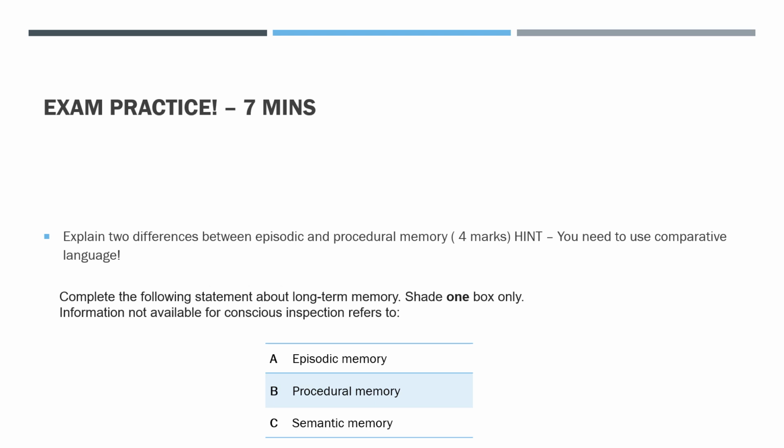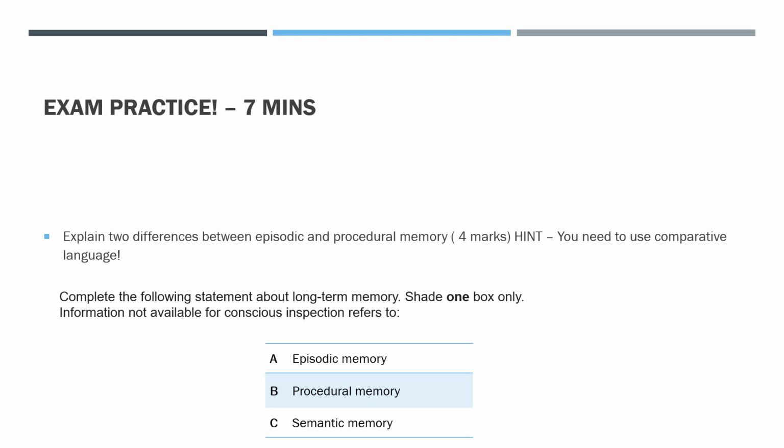So two differences, you could have gone straight in for the definitions, such as one difference is episodic memory is memory about events, whereas, now the whereas is important, procedural memory is memory about how to do things. And then your second one, another difference is episodic memory is explicit and is consciously recalled, whereas, or however, procedural memory is implicit, so it is not consciously recalled.